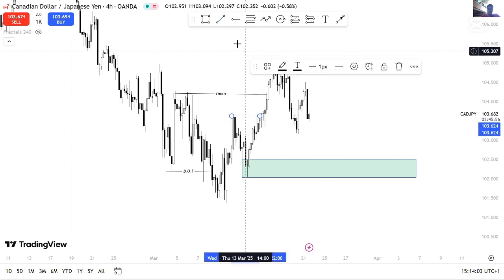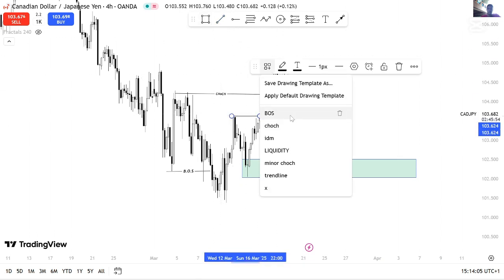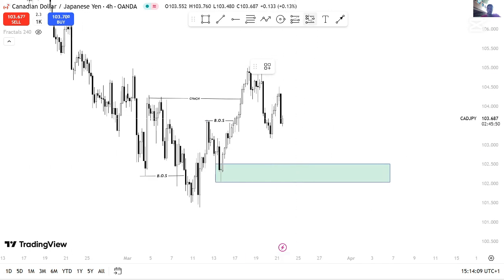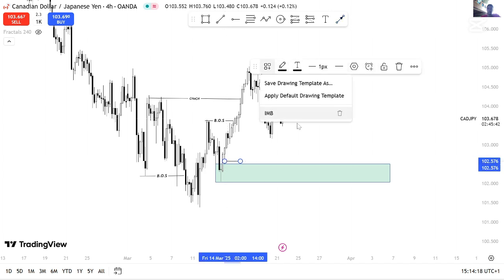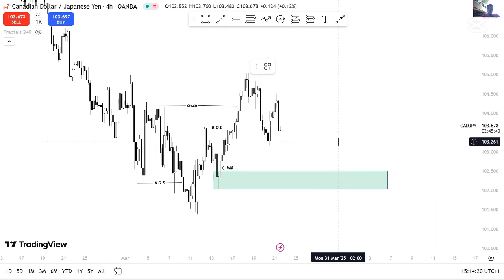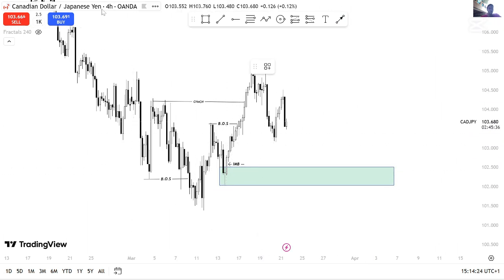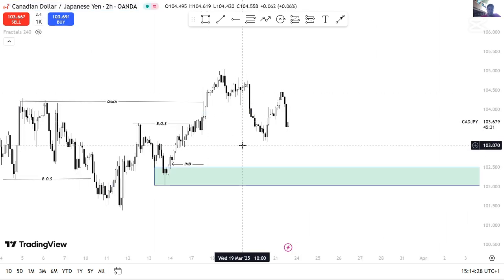This would be a break of structure on a lower time frame, maybe the 2 hour and 1 hour. It's going to be a break of structure. And number three, it has left an imbalance which can act as a magnet for price to come back to fill. So shows that this demand zone is actually really good and solid. So I'm going to go to a lower time frame and see what I can do from there.